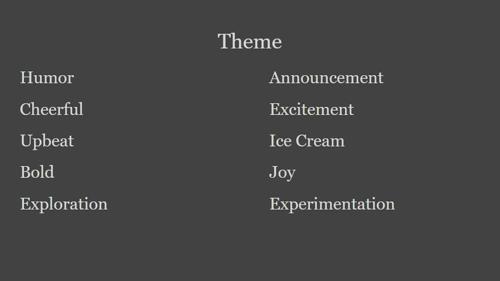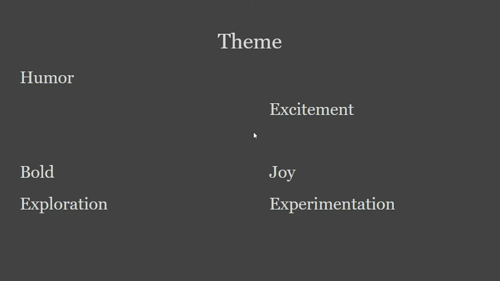Next, let's cross out words that mean generally the same thing. In this case, cheerful, joy, and upbeat all mean about the same thing, so I'm going to keep joy. Themes are universal, so for this practice, let's also cross out words that are more specific. In this case, announcement, ice cream.